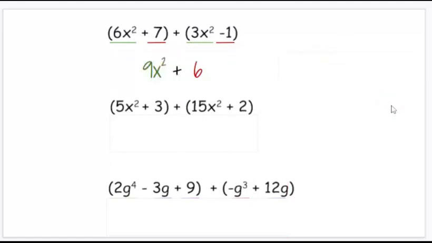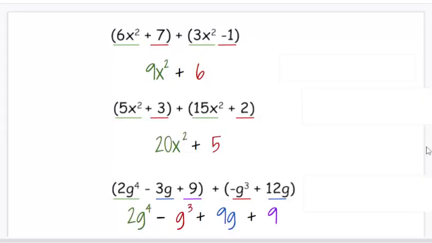which would look like this. 6x to the 2nd power and 3x to the 2nd power is 9x squared, and 7 minus 1 makes 6. So I'm going to give you a second to try these next 2. Were you right? Let me know.